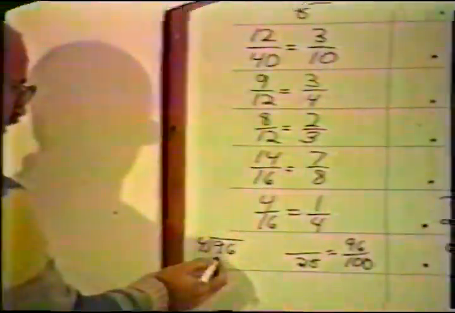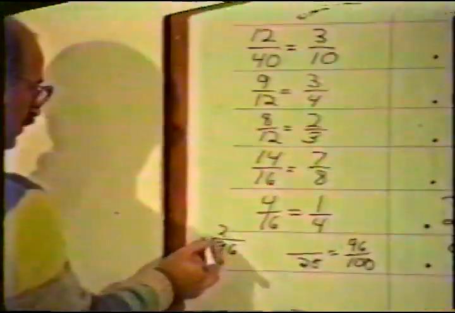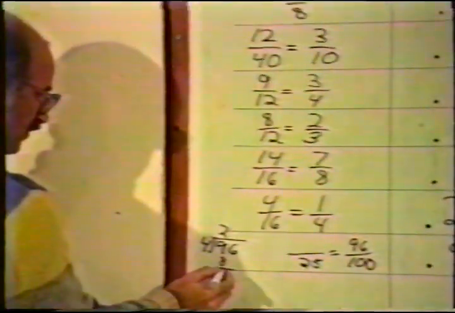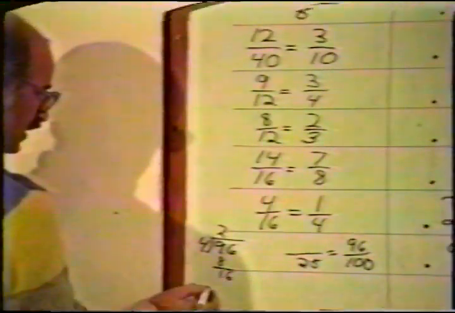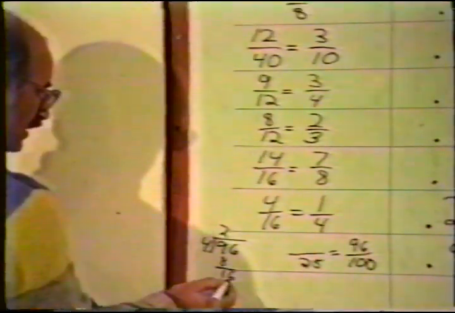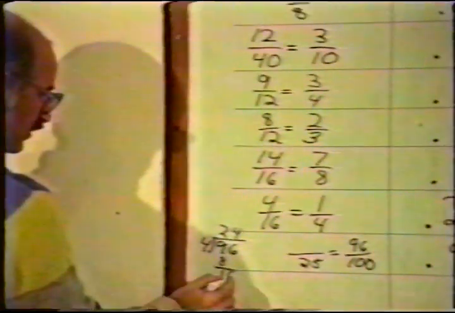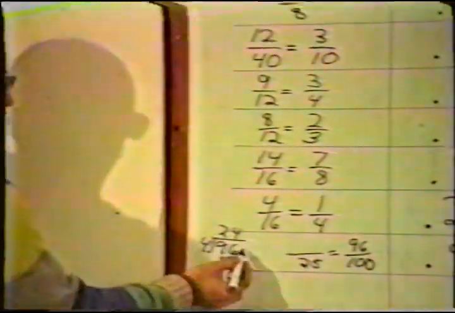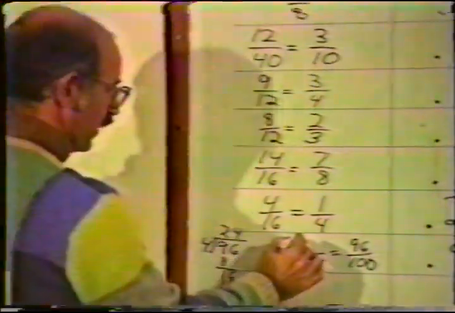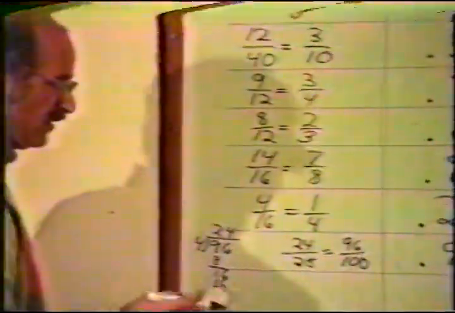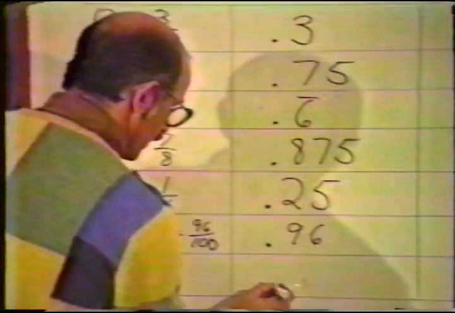4 into 9, 2. 2 times 4, 8. 9 take away 8, 1. Bring down the 6. 4 into 16, 4. 4 times 4, 16. It came out even, and our answer is 24/25ths.